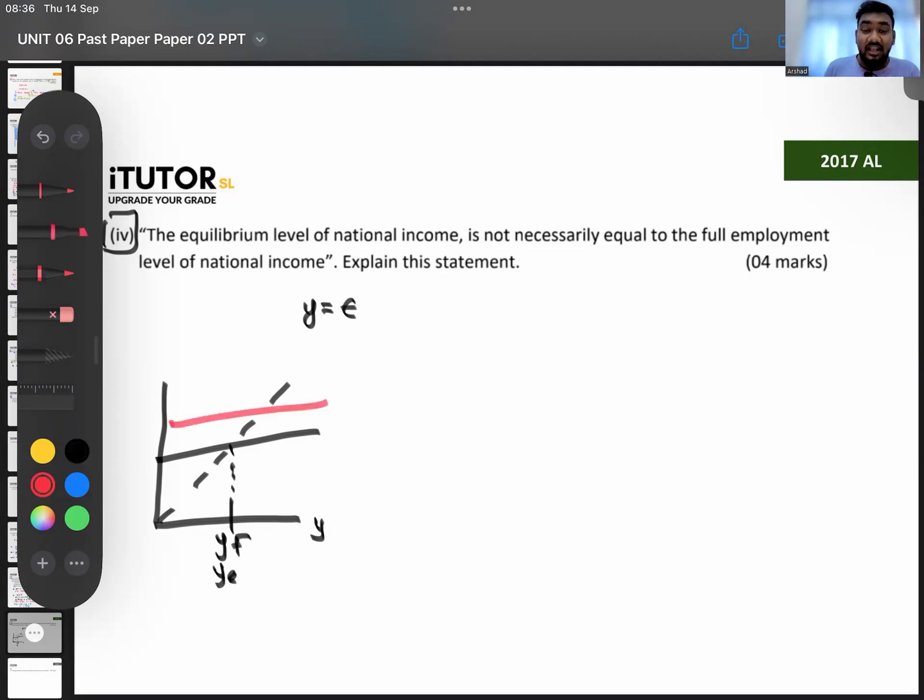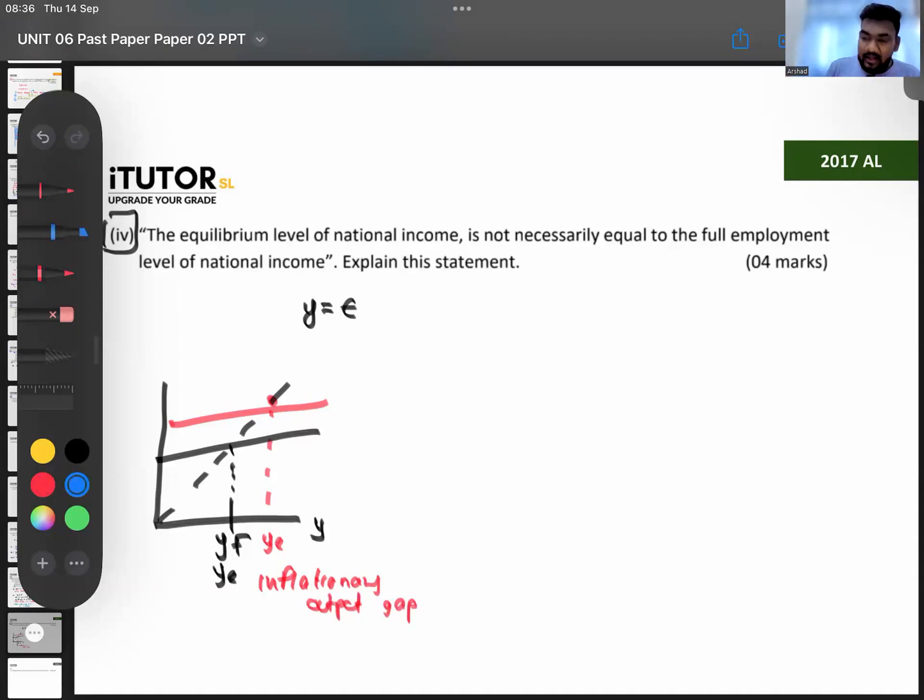Now, for example, what if your aggregate expenditure is like the red line? Then where are you at equilibrium? Here, this is the equilibrium point. It's equilibrium, but it's not the full employment level of equilibrium. It's above full employment. What output gap is that? This is called an inflationary output gap. You're at equilibrium, but you're at equilibrium with inflation.